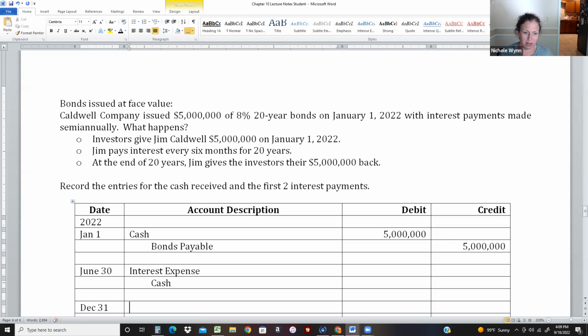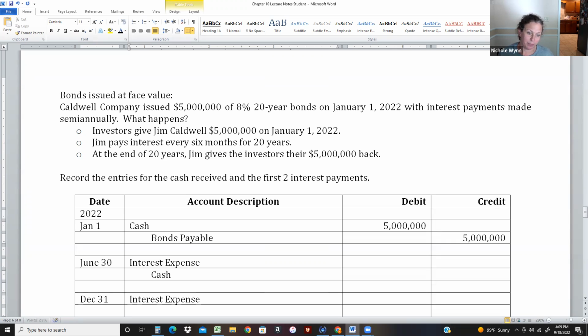And then on December 31, he will make another interest payment. He's basically going to do this entry every 6 months for 20 years. To calculate the dollar amount, I equals PRT.